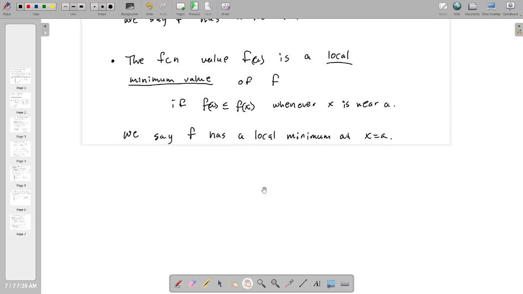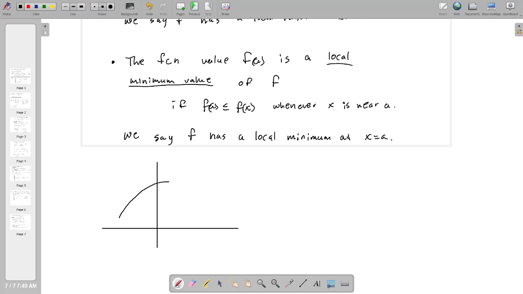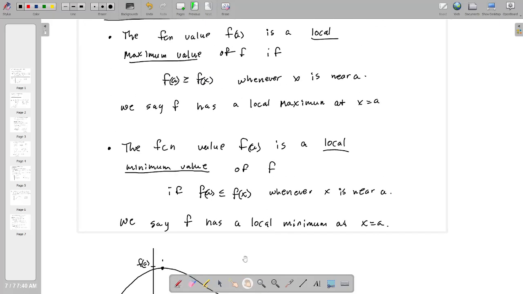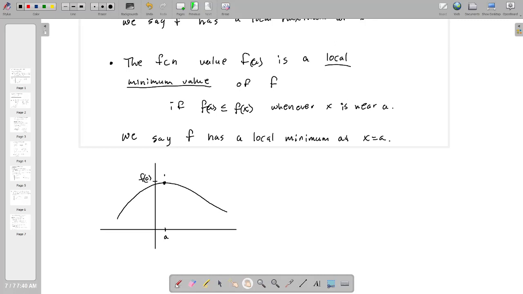So what I'm talking about here is, suppose we have something that looks like this. Then this point here would be called a local maximum. And this would occur at x equals a. Now, this definition, whenever x is near a. So if we enclose a in an interval, and it sort of depends on the function how tight this interval needs to be, but it can be as tight as necessary, and it can be very loose depending on the function.